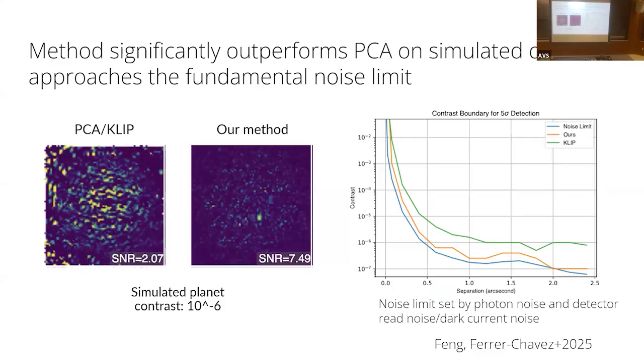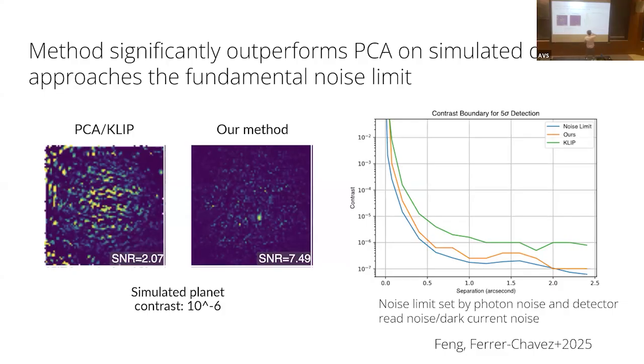We first took a look at this technique in simulated data, and we showed that our method significantly outperforms the conventional state of the art. It's called PCA or CLIP. So here you can see we've simulated a planet in some simulated data. On the left is the CLIP, the conventional PSF subtraction data reduction technique to remove the glare of the star to see the planet. And you can see that we can't really tell where the planet is at all. On the right is our new method, and you can see that we can see this faint planet that was completely buried under the residual glare of the star otherwise.